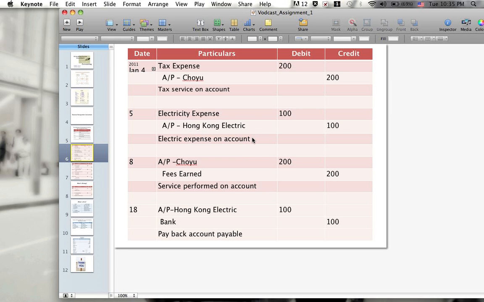Electric expense on account. The third transaction, January 8. Debit accounts payable 200 and credit fees earned 200. Service performed on account. For the last transaction, debit accounts payable electric and credit bank 100. Payback accounts payable.